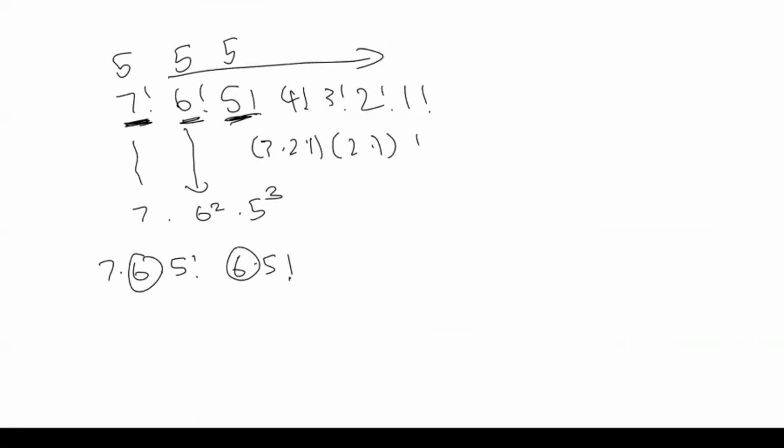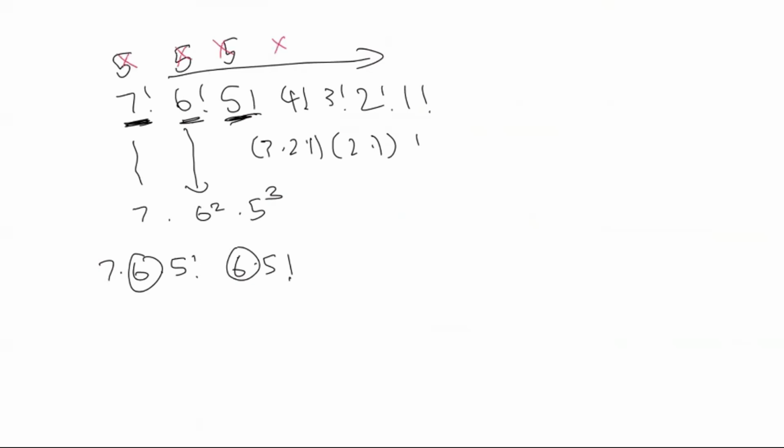4, similarly, will only show up here. Let me use a different color. 4 will only show up here, here, here, and here. So 4 will show up 4 times. And we can just keep going. So 3 to the power 5, 2 to the power 6, and 1 to the power 7. Does that make sense, what I just did here? All I did was count up how many there are, but I noticed that the 7 will only show up once because 7 factorial is the only number that will have 7 in it.